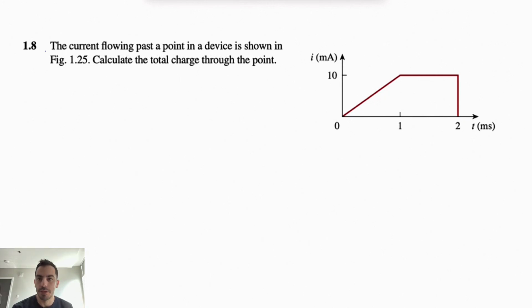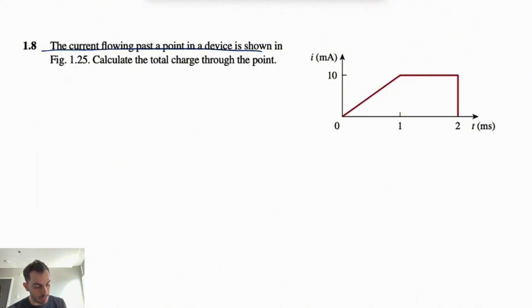Alright guys, welcome back. We're going to be solving another question from Fundamentals of Electric Circuits. In this one, we know the current flowing past a point in a device is shown in the figure on the right-hand side, and we need to calculate the total charge through the point.